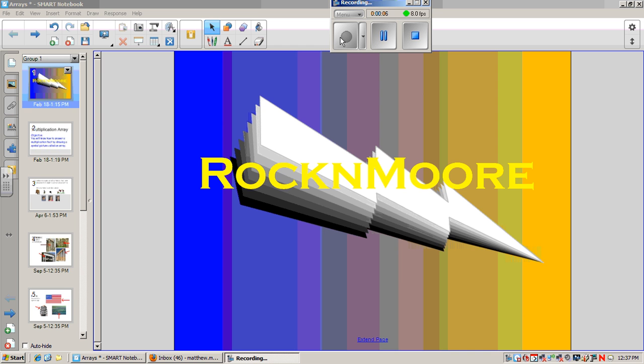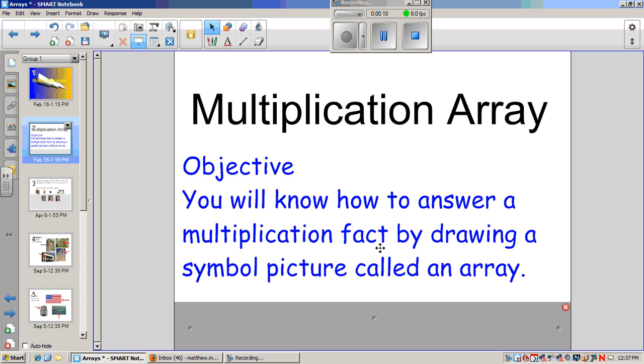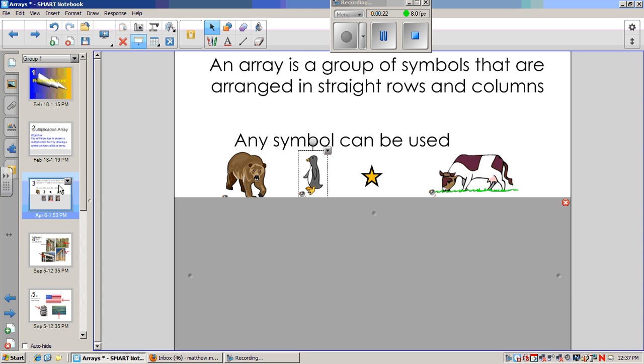Moore and Mr. Rockenstein. And today's lesson is going to be on multiplication arrays. And the objective of our lesson is by the end, you will know how to answer a multiplication fact by drawing a symbol picture that we call an array. So you might be saying, well, what's an array? Well, an array is a group of symbols that are arranged in straight rows and columns.